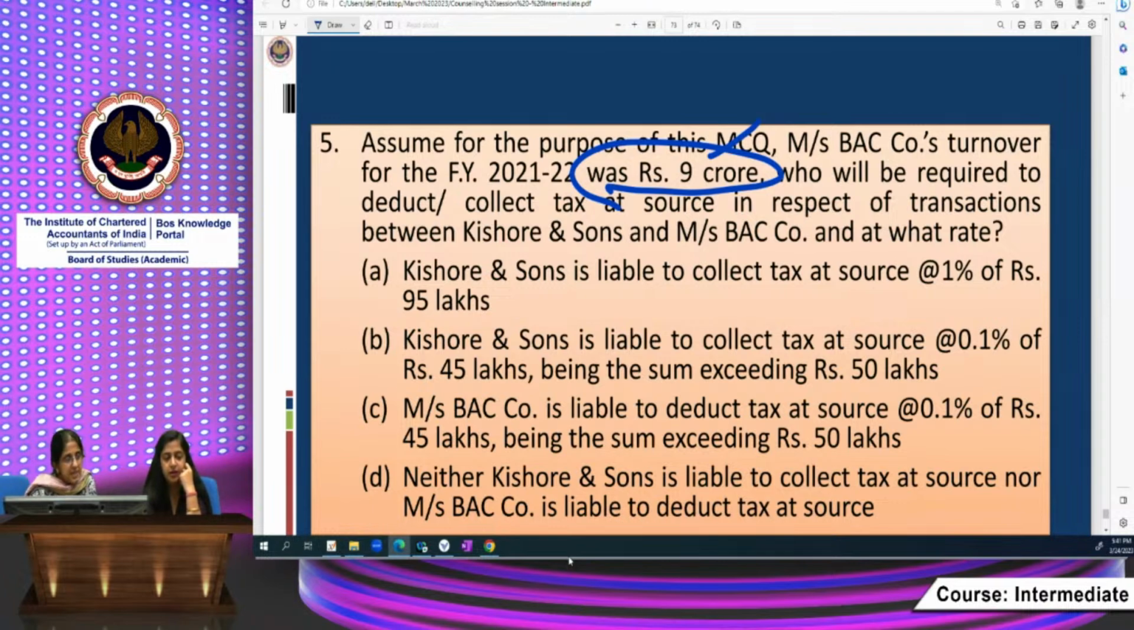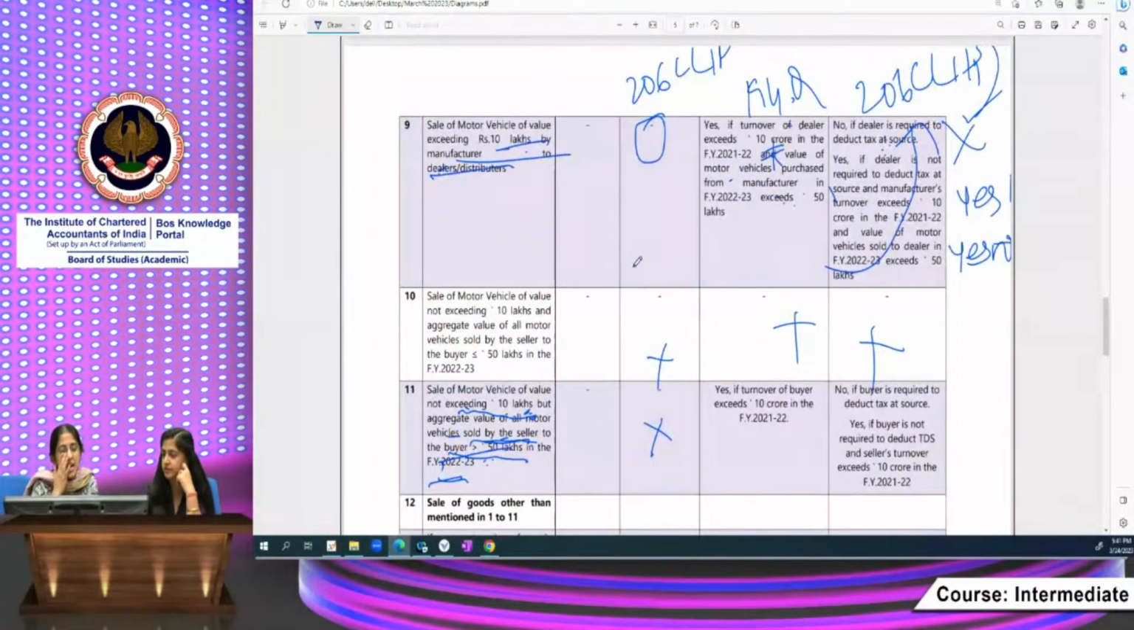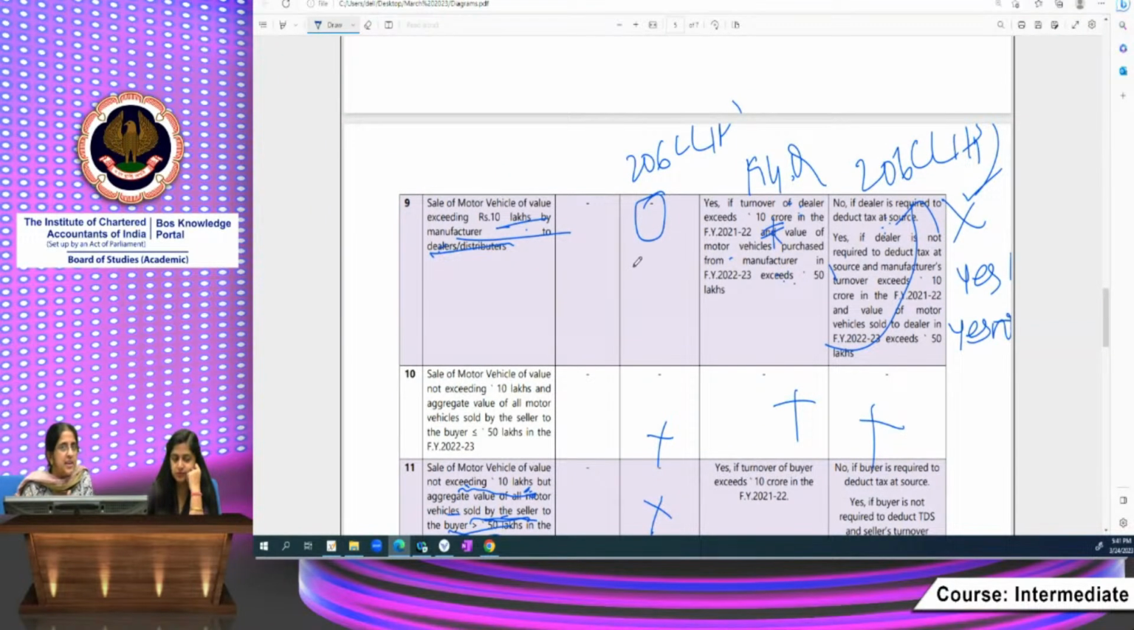Okay, let me make it very clear. Let me take you to that chart again. Can we go to that chart? It's here in this file only. In the chart, what I told you is, normally we see between 194Q and 206C1H whether 194Q is attracted. If it's not attracted in the hands of the buyer, then we see the seller. On that basis, 2-3 students have answered, but there is just one exception to it.